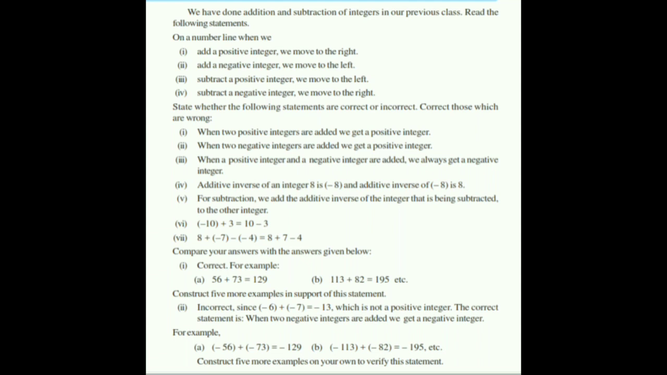So, children, understood this? And the next one is, additive inverse of 8 is -8, and additive inverse of -8 is 8. The statement is true. So, the rest of the statements you try to solve on your own. I am sure as you have understood this concept very well, you will be able to solve the other statements. Okay, children?